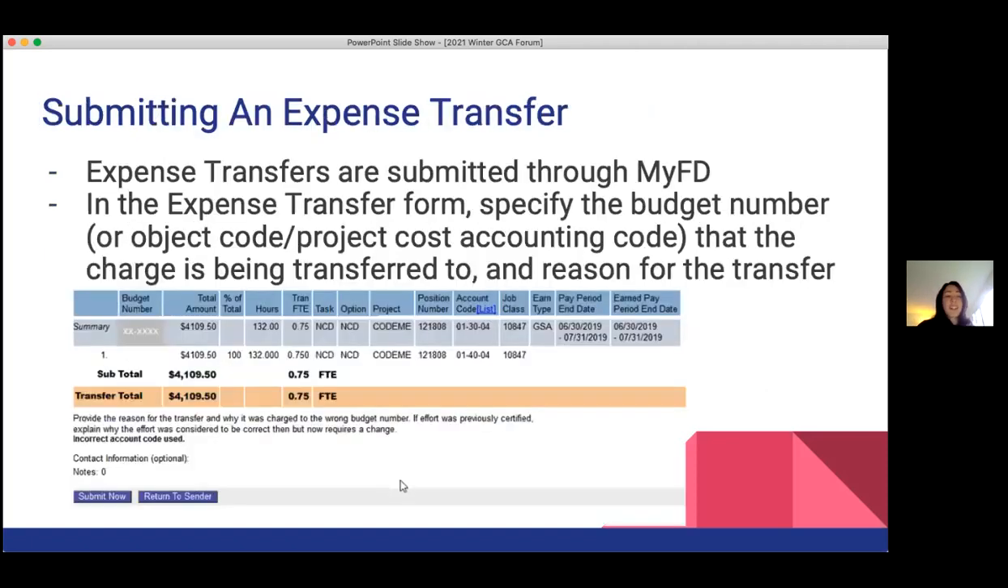Next slide. So the process for submitting an expense transfer, this is done through MyFD's expense transfer view. You will select the charges that need to be transferred, and then in the expense transfer form, you identify the budget or object code that the transfer needs to go to, and also enter the reason for the transfer. It's pretty straightforward system-wise, but with that said, there are things to consider when submitting a transfer.